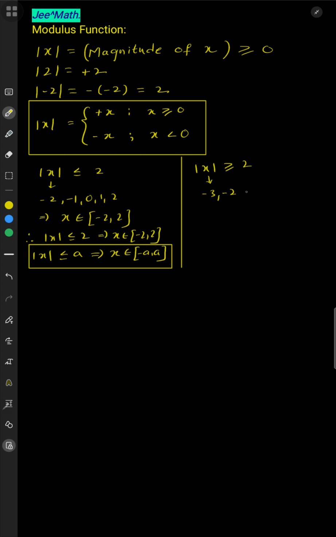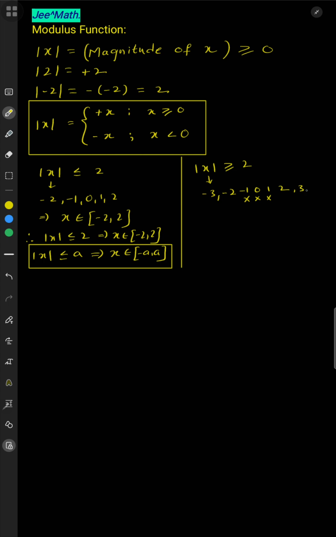Right statement only. Okay. After that, can I take minus 1? Modulus of minus 1 is plus 1 only, and that being greater than or equal to 2 is a wrong statement. You can't take this value. Next, 0 also can't be taken. 1 also can't be taken. Next, we can take 2. Modulus of plus 2 is greater than or equal to 2. Right statement only.